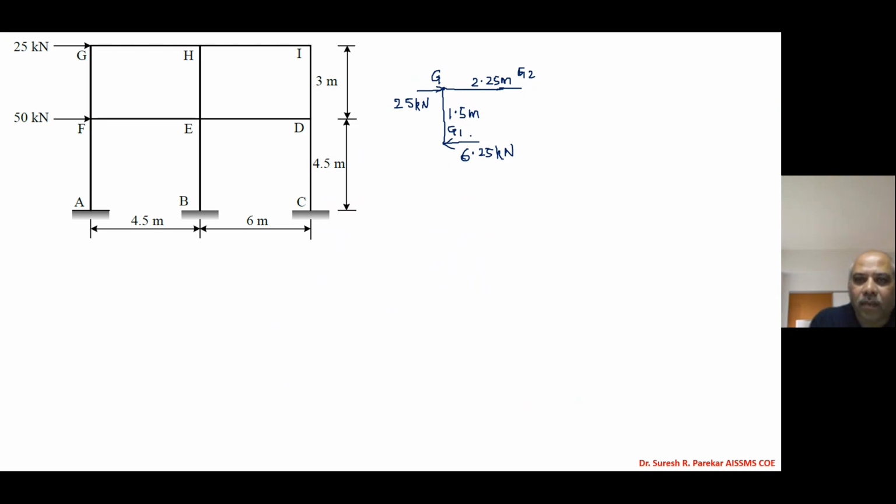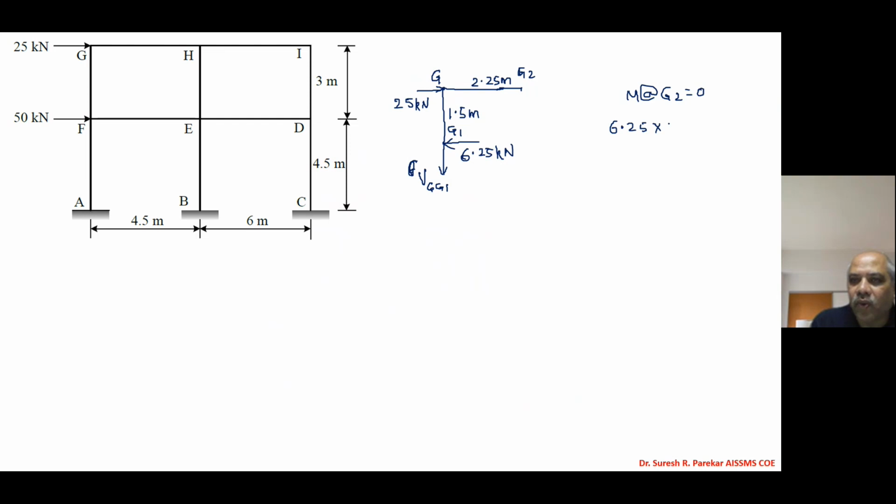Now we take moment about G. We have only 6.25 and the axial force in GF. This axial force will be downward because 6.25 will develop clockwise. So automatically VG1 should develop anti-clockwise. And therefore we will take moment about G2.